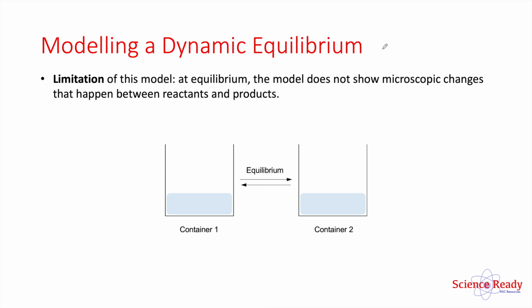Of course, with any scientific models, there are also limitations. The major limitation of this model is that it doesn't demonstrate the microscopic changes that occur between the reactants and the products at equilibrium. So remember, at equilibrium, the reaction still happens, it's just that the rate of the forward reaction is equal to the rate of the reverse reaction. But this model here doesn't show that because the water remain in their respective containers.